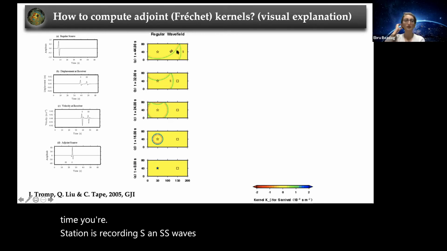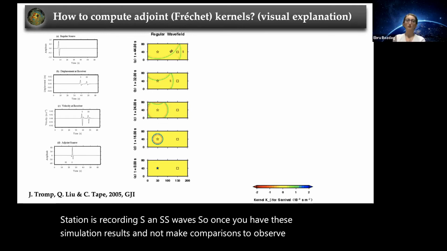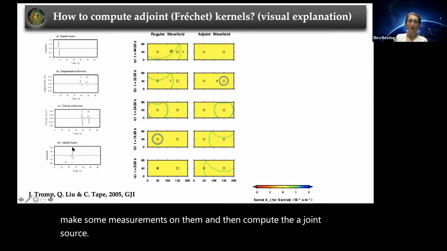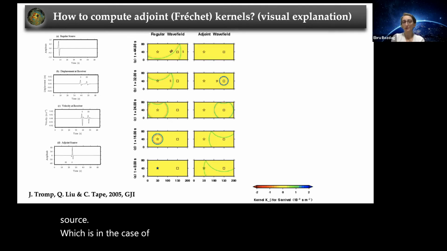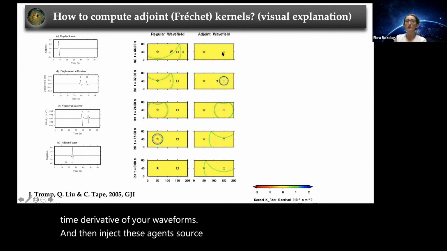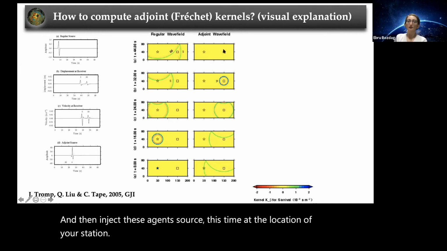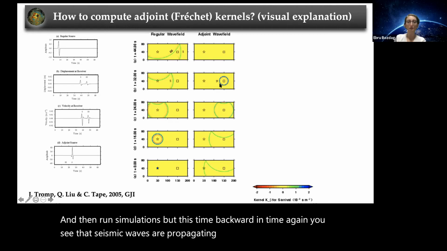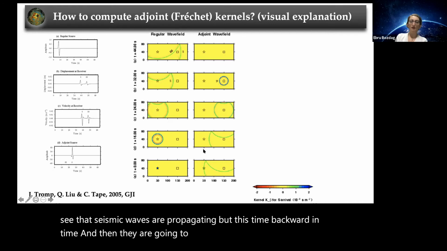So once you have these simulation results, you make comparisons to observed data, make some measurements on them, and then compute the adjoint source, like this, which, in the case of cross-correlation travel times, is just the time derivative of your waveforms. And then you inject this adjoint source, this time at the location of your station, and run simulations, but this time backward in time. Again, you see that seismic waves are propagating, but this time backward in time, and then they are going to be recorded at the location of your original seismic source.